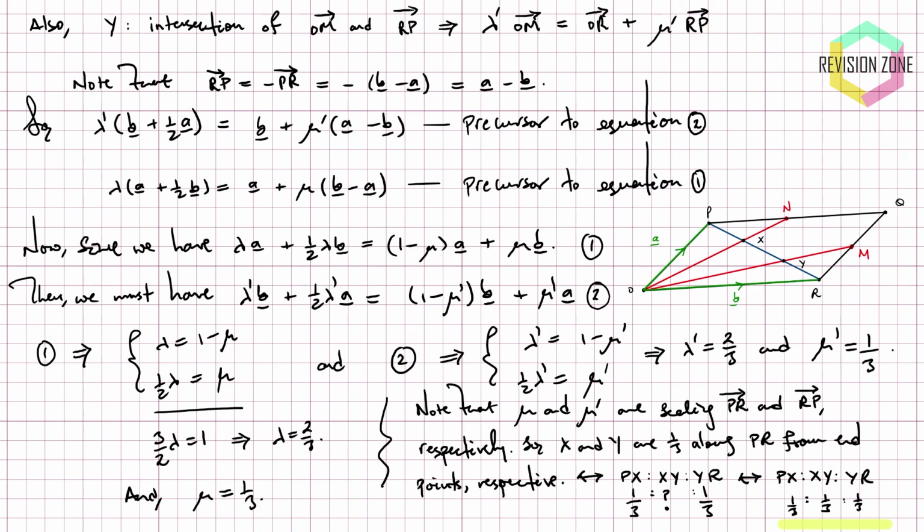So in other words, we wanted to show that these three segments are equal. And indeed, because the ratios are equal, we can just multiply through by 3 and we're going to get 1 is to 1 is to 1. And so we've managed to answer this question.